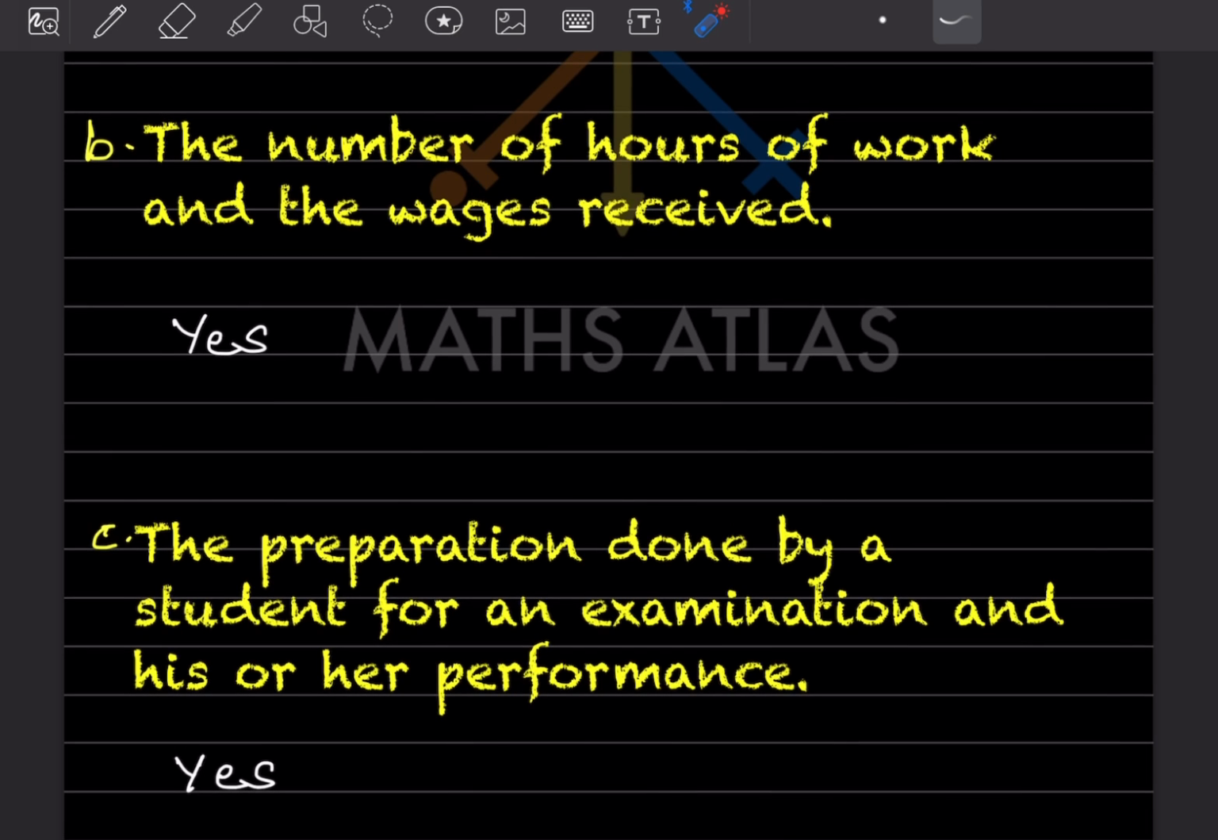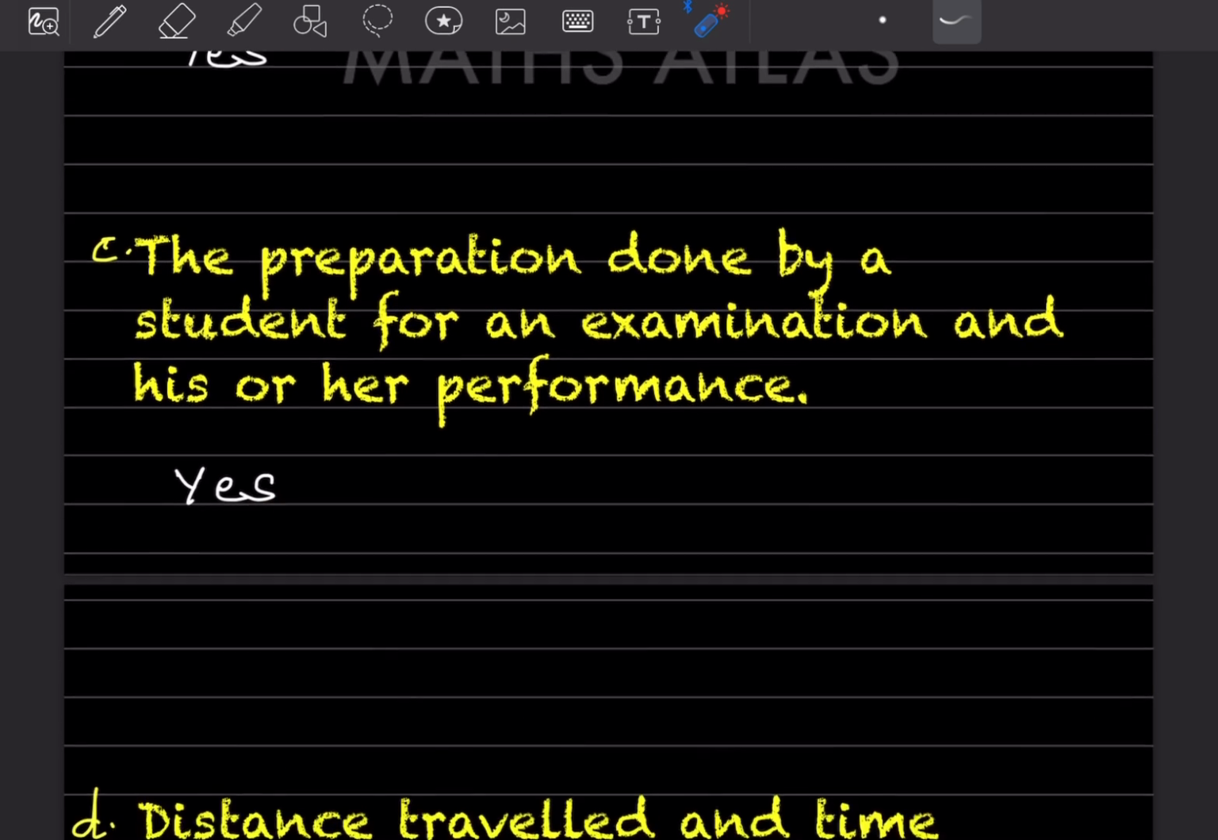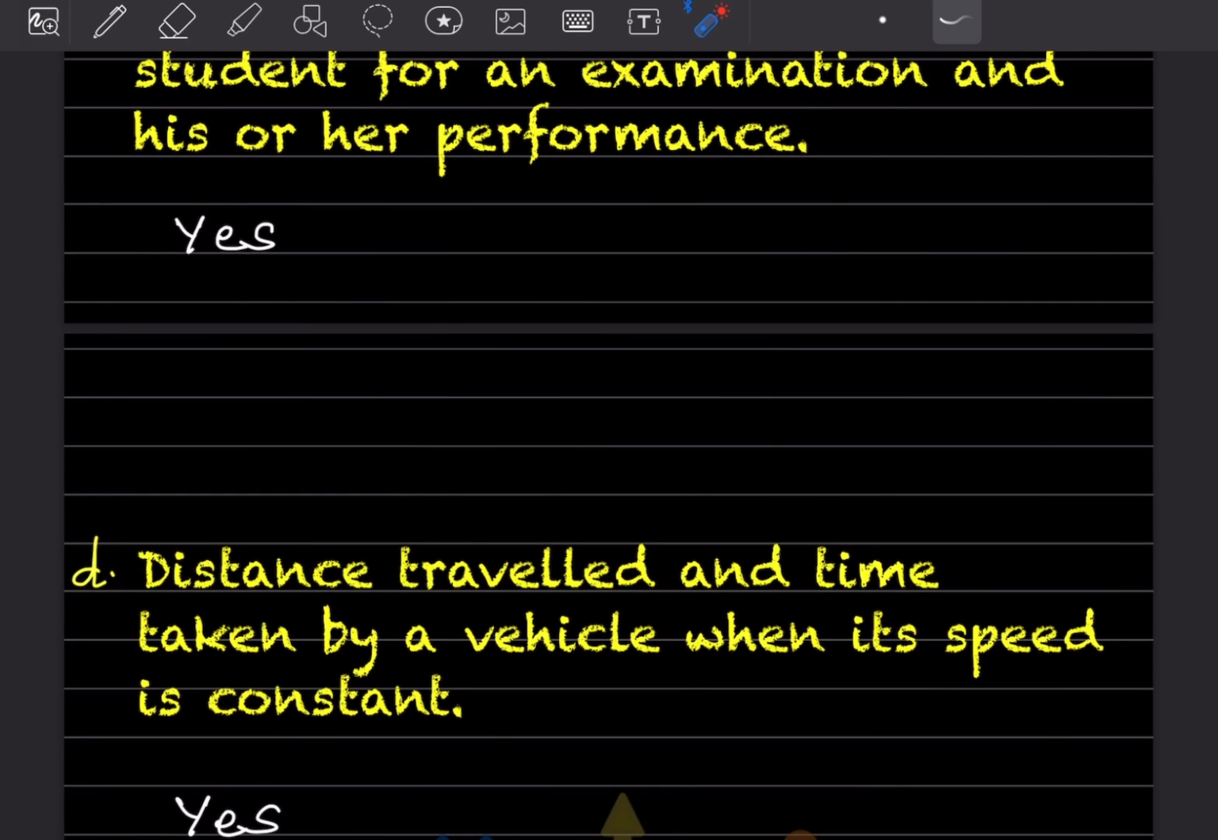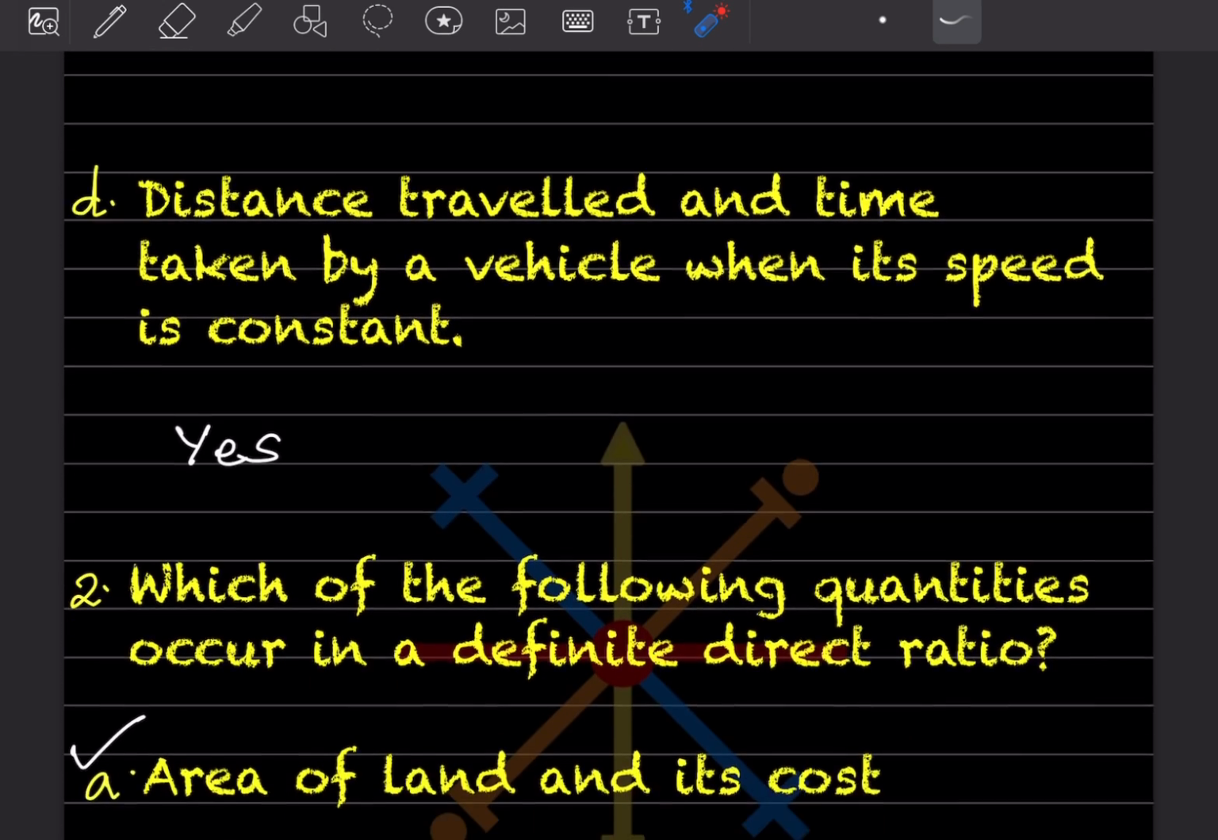The preparation done by a student for an examination and his or her performance. If you do well, of course, the performance is going to be good. If you don't study, the performance is going to be bad. So this is also going to be yes. Distance travelled and time taken by a vehicle when its speed is constant. Of course, this also is going to be yes.